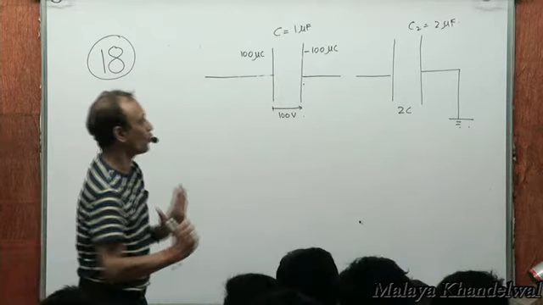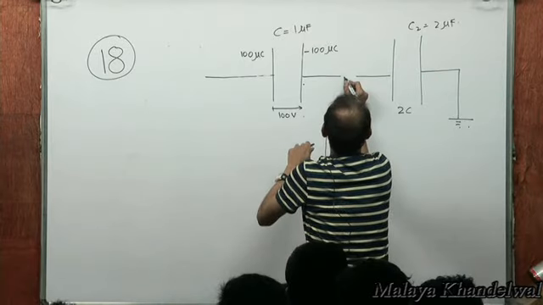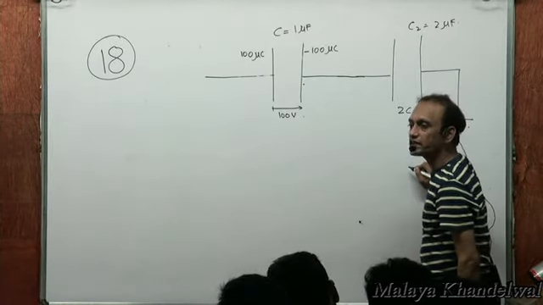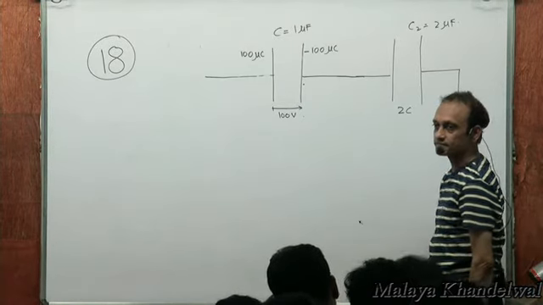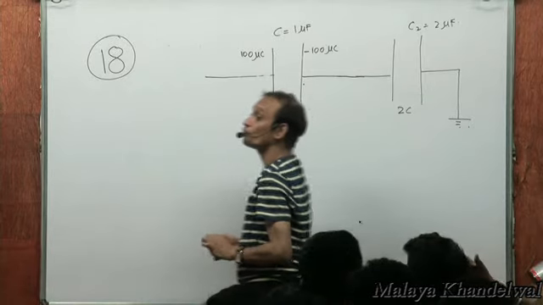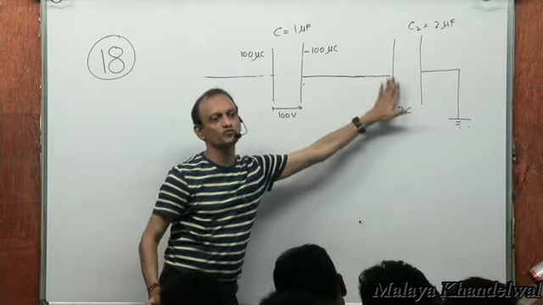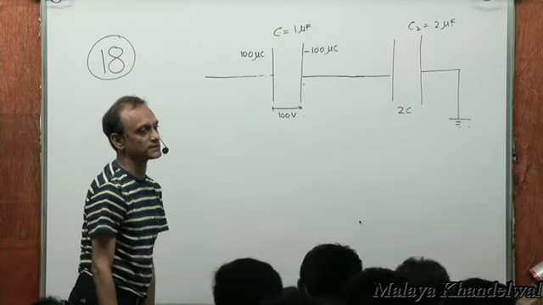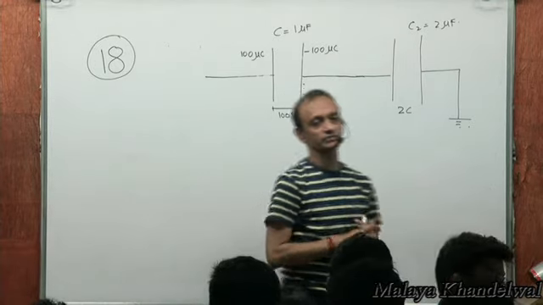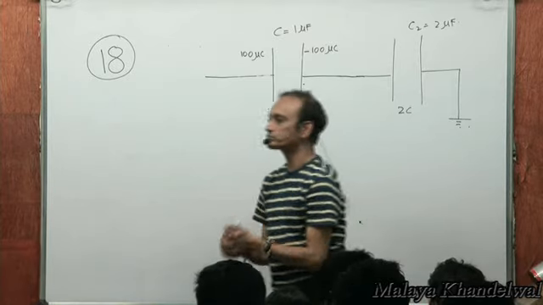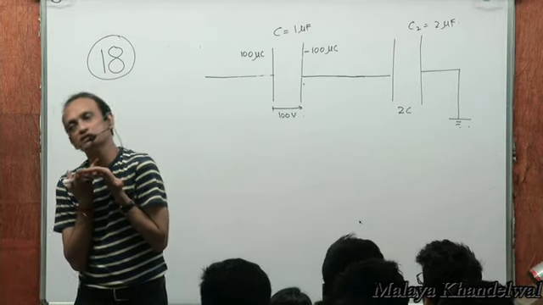And now there is a capacitor 2C which is connected to this plate, and this plate of capacitor 2C is earthed. Question is, what would then be the final charge distribution on the two capacitors? What would be the final charge distribution on the two capacitors? No calculations required. Look at it very conceptually.